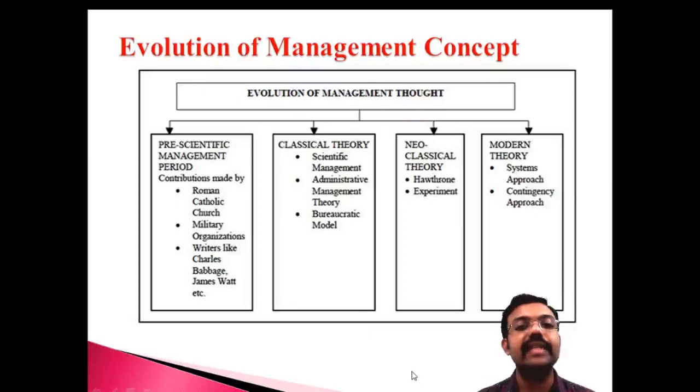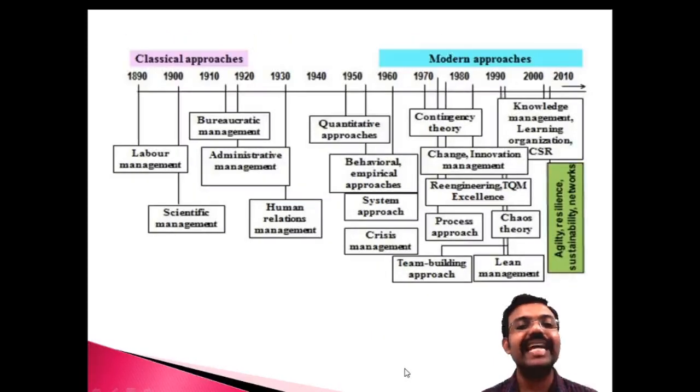Okay, let's see these transitions in management. This diagram shows the transitions in management from the classical approach to the modern approach. So listen, in 1819 the concept of labor management evolved. In the 1890s, scientific management was contributed by F.W. Taylor. In 1910, there is bureaucratic management by Max Weber. In 1920, there is administrative management by Henry Fayol, with the Fayol 14 principles. And in 1913, there is human relations management. That means human feelings are taken into consideration.